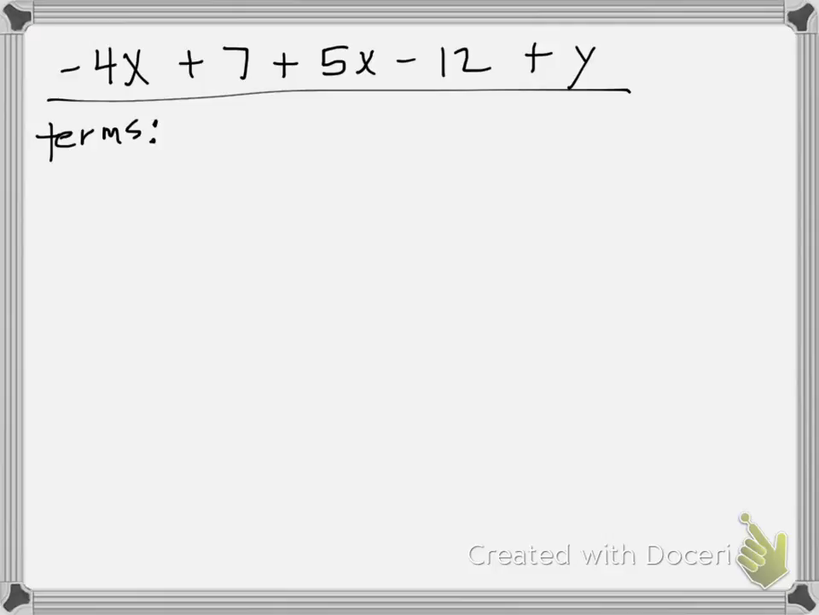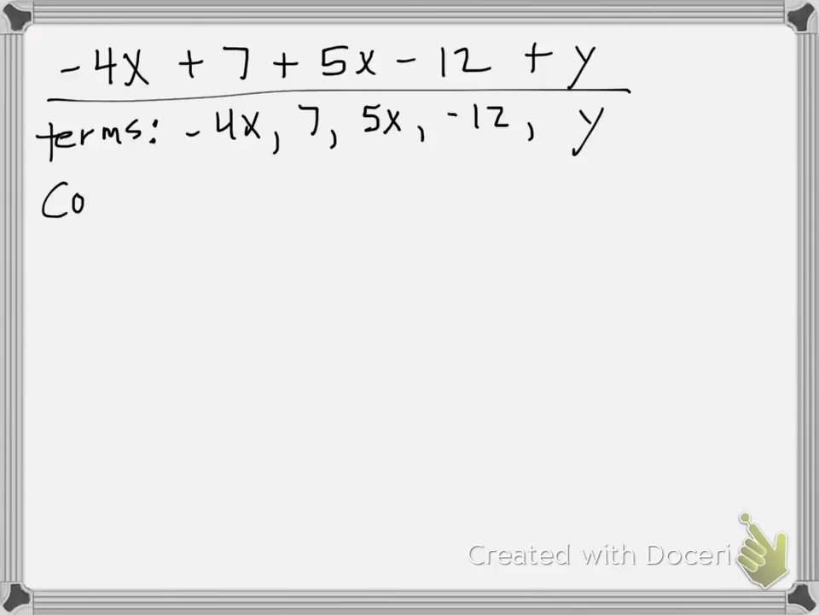negative 4x, 7, 5x, negative 12, and y. Those would be our terms.